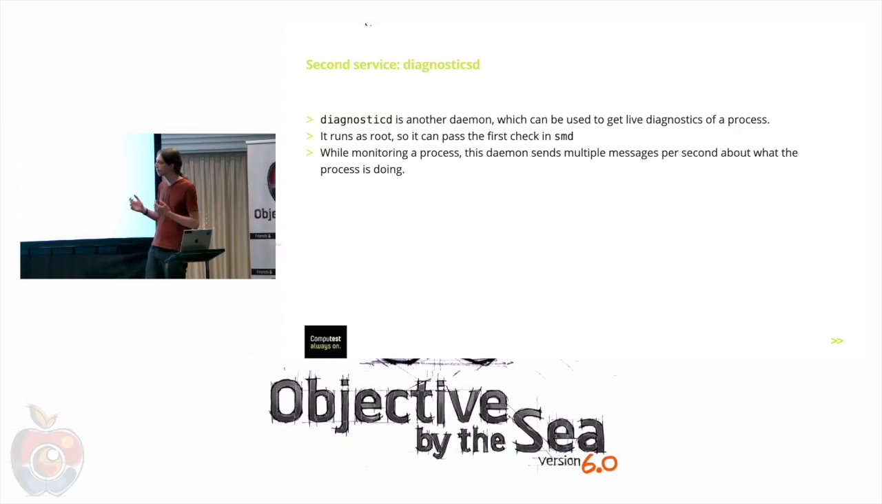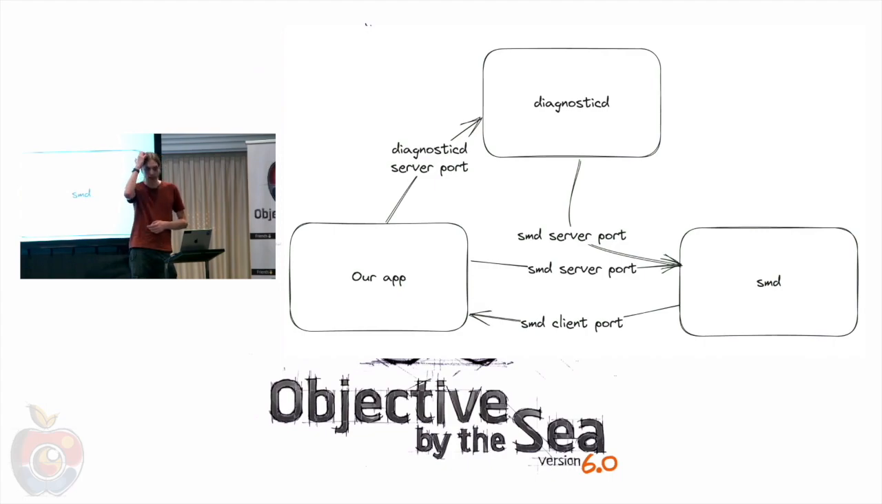This is a daemon that can monitor a process. You tell it, I want information about this process, and then it will start sending you messages about what the process is doing. And it runs as root, but the actual contents of the messages aren't really relevant here. Just the fact that it starts sending messages back is what I need. And then I construct an XPC connection like this, or basically two XPC connections. I first establish a connection to SMD, completely following the normal XPC protocol, nothing weird going on here.